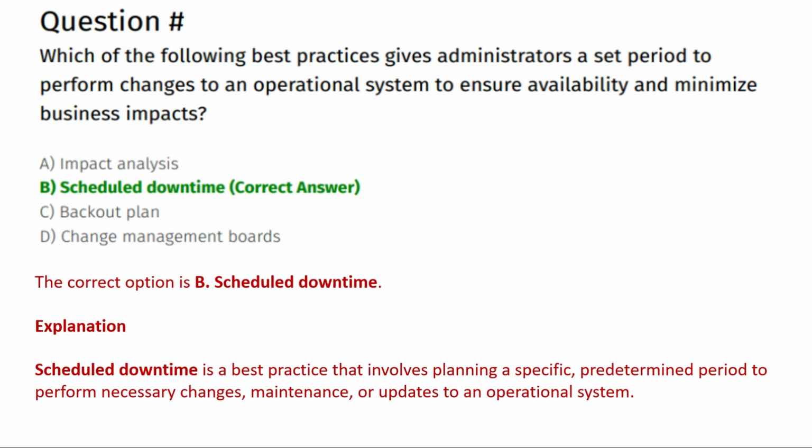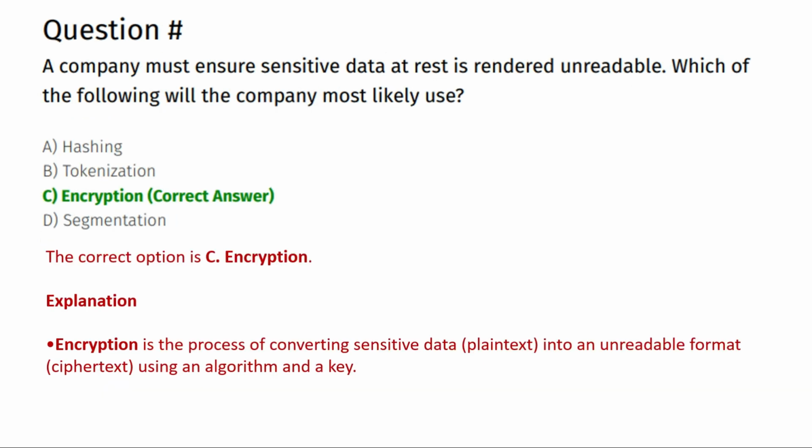So let's check the explanation. Scheduled downtime is a best practice that involves planning a specific predetermined period to perform necessary changes, maintenance, or updates to an operational system. So that's why the correct answer for this question is option B, scheduled downtime. So let's move to the next question.